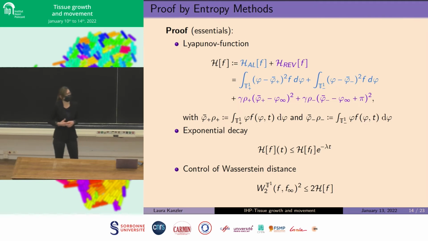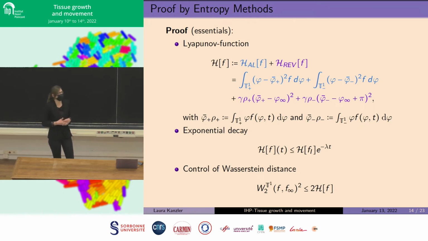The blue part corresponds to the alignment collision, and it measures the variance in each group from the mean angle in each group. So these phi bar plus and phi bar minus are the mean angles in each group, but they are time dependent. So we expect them to change until they reach the equilibrium angle phi infinity, which is ensured in the reversal part of this Lyapunov functional, the purple part. It just measures the quadratic distance from the mean angle in each group to the equilibrium angle.